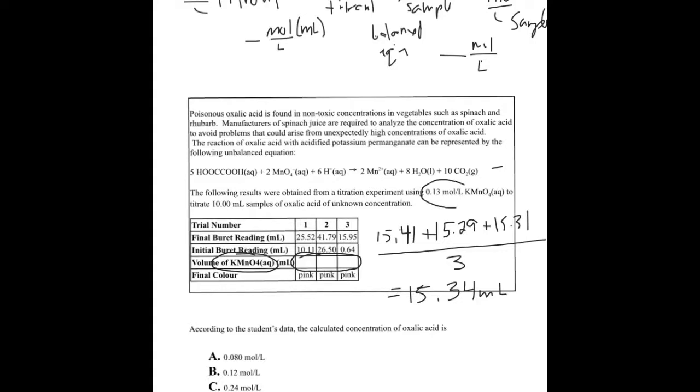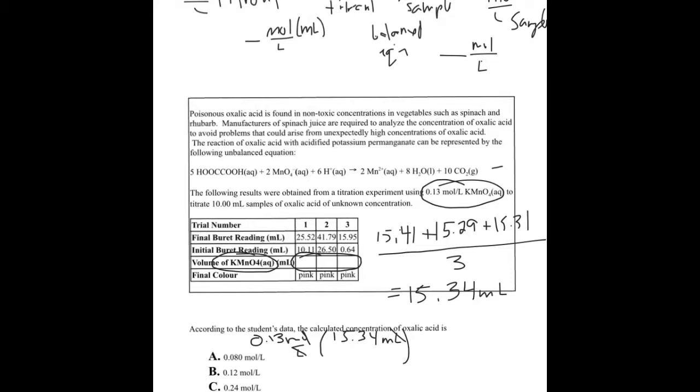I also have my concentration of permanganate. So that's my titrant. That's going to be the one that I start with. So I'm going to start with my 0.13 moles per liter of KMnO4. And I'm going to multiply it by its volume, so 15.34 mils. You notice I didn't really change the volume to liters. That's not really important for these titration questions because we're dealing with milliliters at the start and at the end. So that milli unit will cancel. But if I look at that first unit, I'm left with now my moles of permanganate.